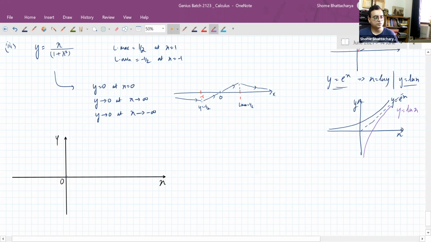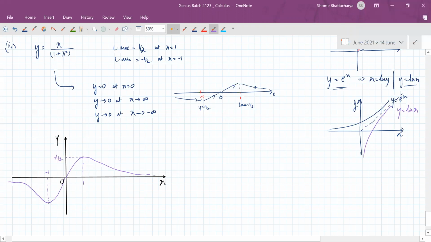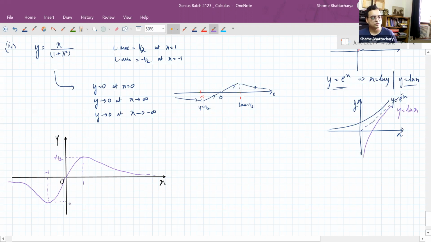In the positive part of the domain, it starts from 0, reaches a local maxima, and then tends to 0 again as x tends to infinity. And it's just doing an inverted mirror image of that in the negative part. So this is an odd function. This is an example of an odd function again. So this is our function x upon 1 plus x square.